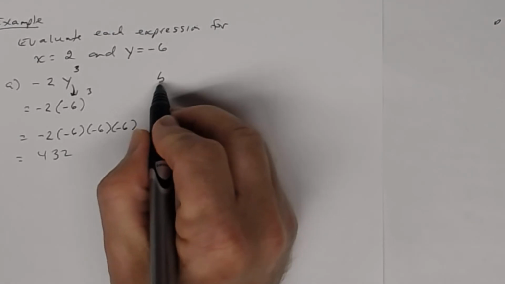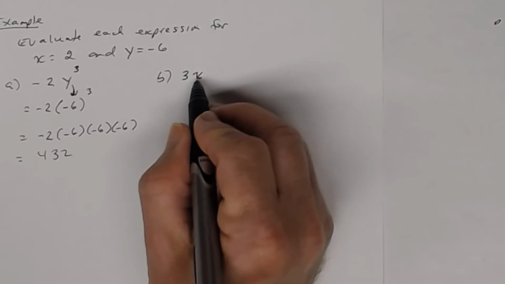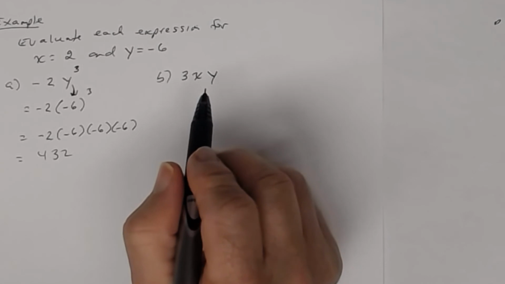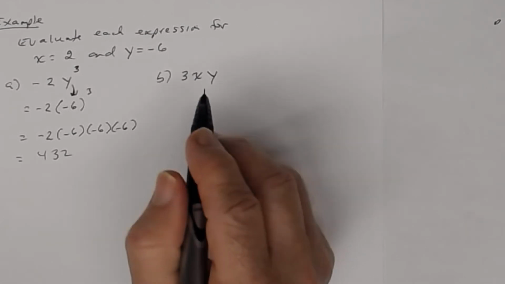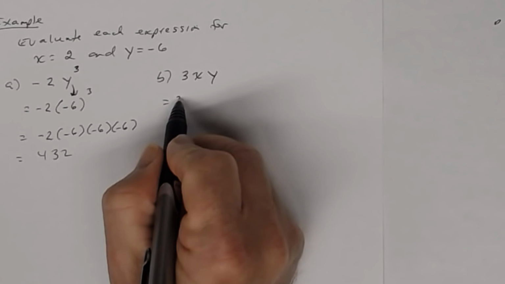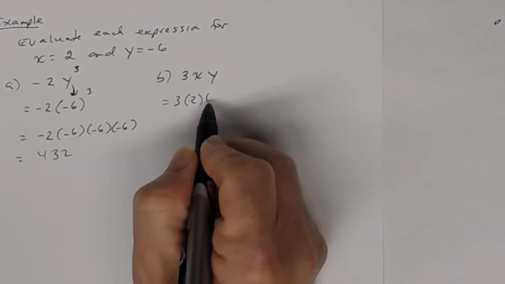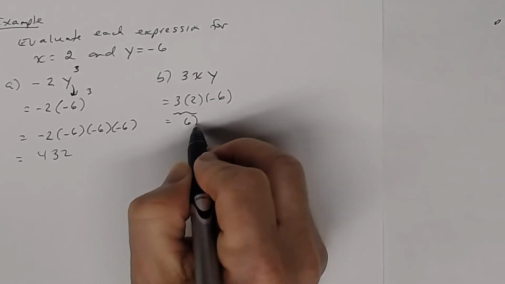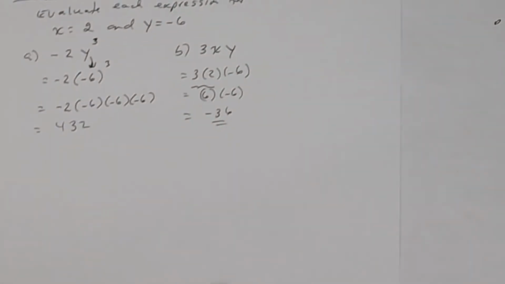All right, in part B, let's suppose we had 3xy. I want you to notice that since there's no exponent on x, that's an implied exponent of 1. Same thing for y. So when I substitute, I get 3 times x is 2, and then y is -6. Now that's easy to do without using a calculator. 3 times 2 is 6, and then 6 times -6 is -36. That's the answer there.